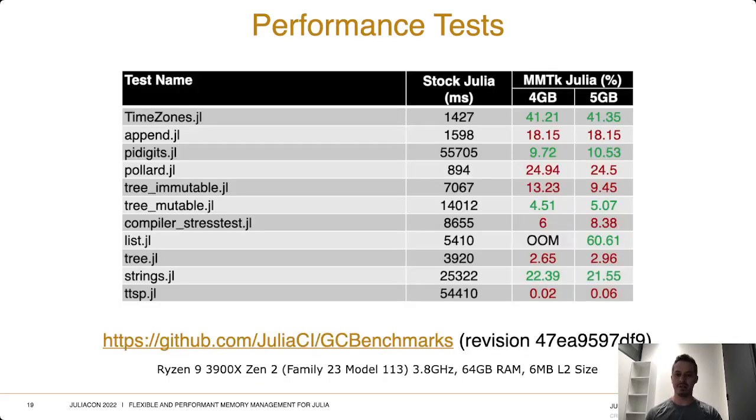It's worth mentioning that Julia's GC has been fine-tuned over many years to perform well for Julia programs. So given that we're just starting, we think that the results are very promising. MMTK has a fixed heap size, so we ran the benchmarks with 4 and 5 gig heap sizes. The red and green values indicate how much slower or faster, on average, in percentage, each program executed in comparison to stock Julia. As you can see, we are faster in a few benchmarks and slower in others, and we are still in the process of looking into it more carefully to be able to understand the results properly.